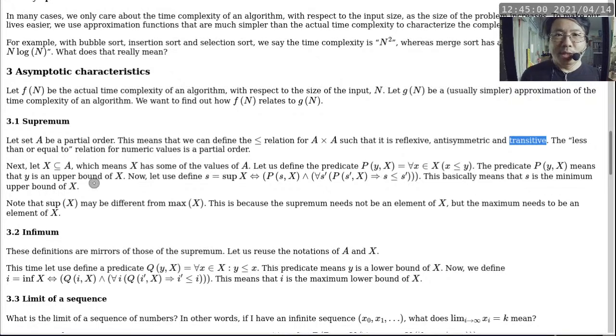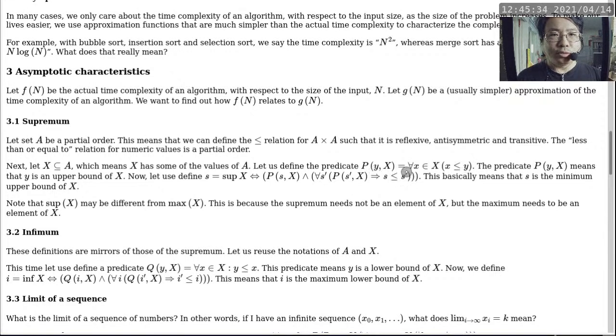So now we look at X, which is a subset of A. And we're going to define the predicate. So this is the definition of a predicate. P is just the name of the predicate itself. Y is a specific value. And X is the subset that we are talking about here. And because P is a predicate, that means it returns either true or false. So now this expression is going to tell us when it is going to return true.